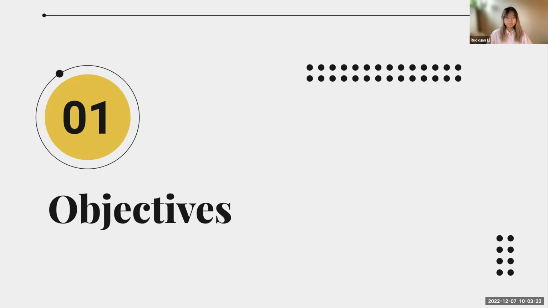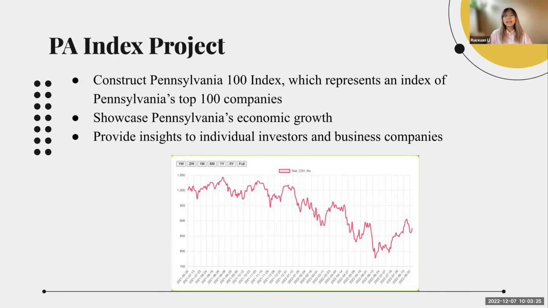First, objectives. The PA Index project constructs Pennsylvania's 100 index, which represents an index of Pennsylvania's top 100 companies. We grabbed the 100 companies from the Russell 1000 list, and using Python and HTML and also a Python Flask application, we visualize the data from 2021 to 2022.